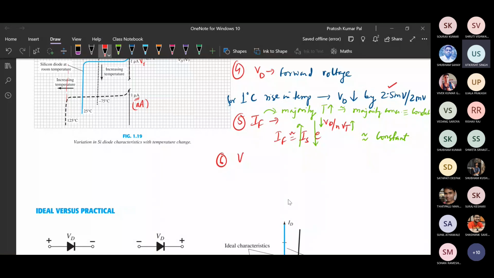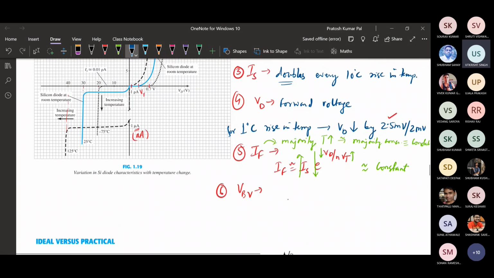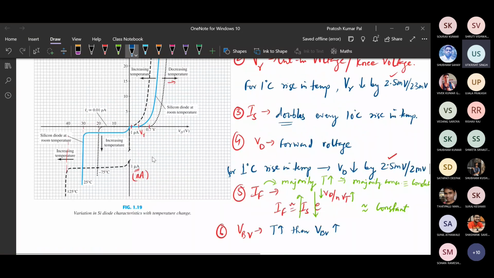The next we will see is the effect on breakdown voltage. From the figure also we can see that once we are increasing the temperature, the breakdown voltage is going to increase. So if we are increasing the temperature, then breakdown voltage will also increase. Okay, so these are the different effects on the diode characteristics.